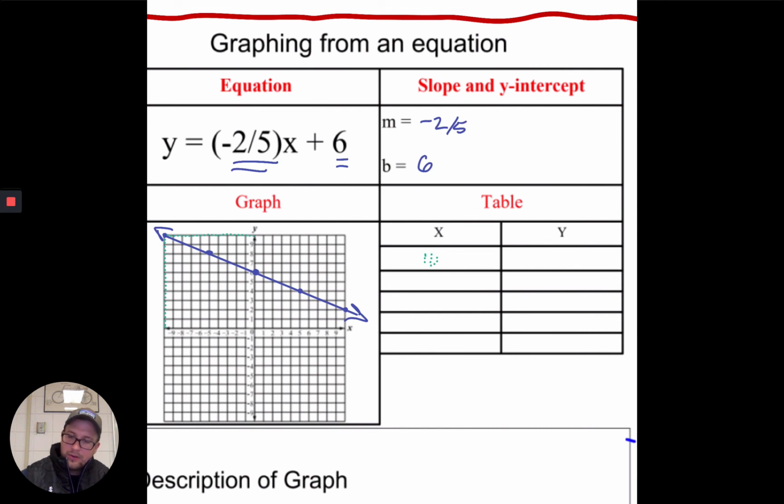Oops, wrong one. 10, 10. Nice. Let's go to the next point. So we've already done this one. So now let's tackle this one.